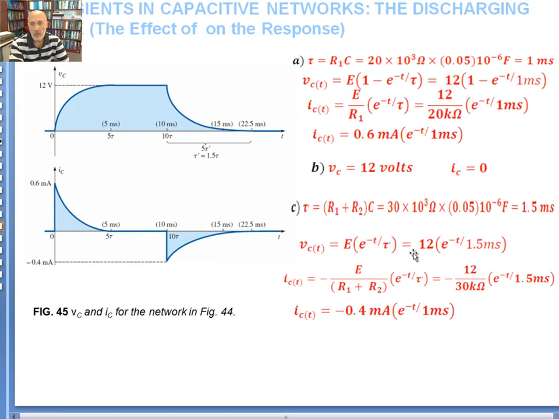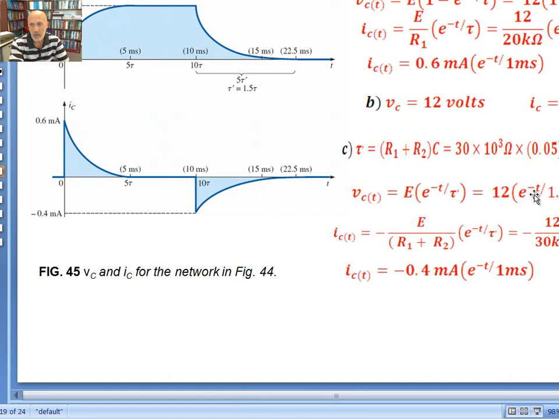So the voltage then would be 12. You charge up to 12, and it's going to discharge with a time constant of 1.5 milliseconds. The current I now will change direction. You've got to make sure it's negative. It's E divided by R1 plus R2, which is 12 divided by 30K, instead of 0.6 milliamps, now it's reduced to 0.4 milliamps. And then we'll go down to 0. I'm sorry, that should be 1.5 milliseconds.